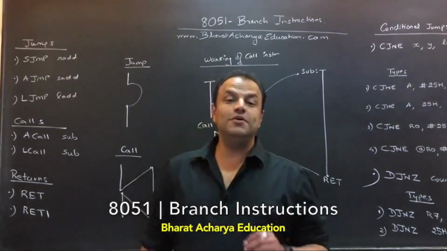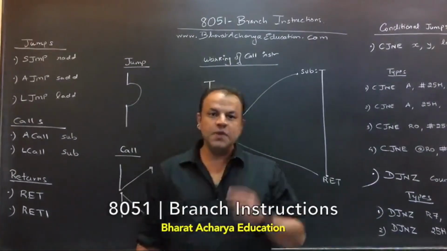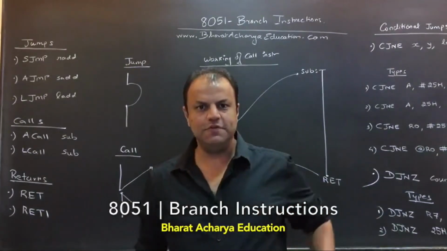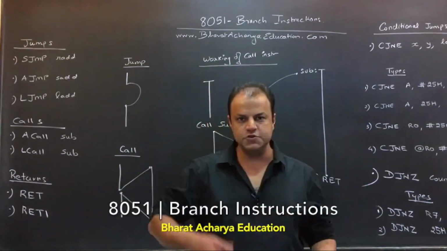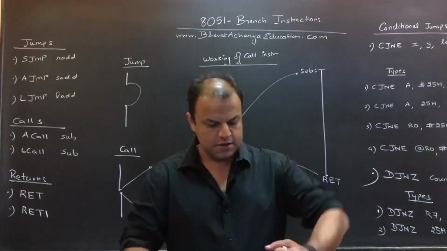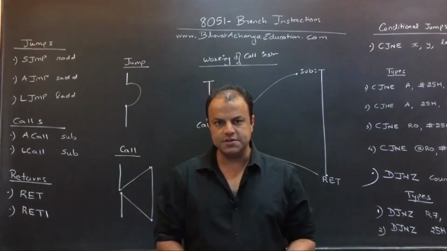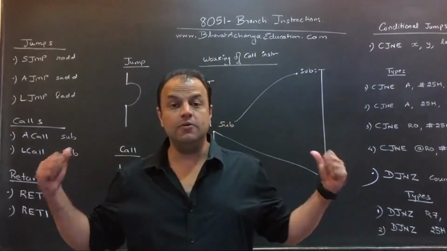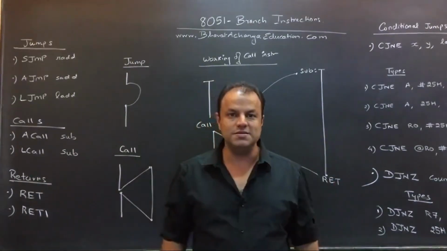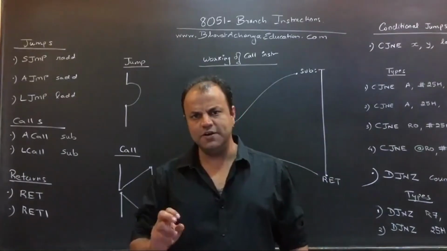So in today's video, we're going to learn branch instructions of 8051. We've been doing the whole instruction set of 8051. I've told you there are 111 instructions. One by one, we've been covering all of them. So you've seen data transfer instructions, arithmetic instructions, logic instructions, Boolean instructions, that's bit operations. And now the very big group called branch instructions. It has 21 different instructions.